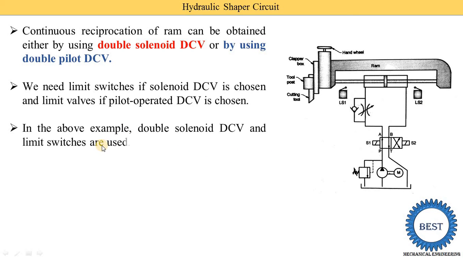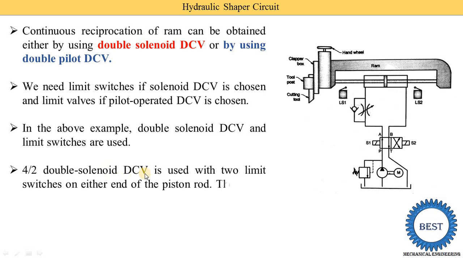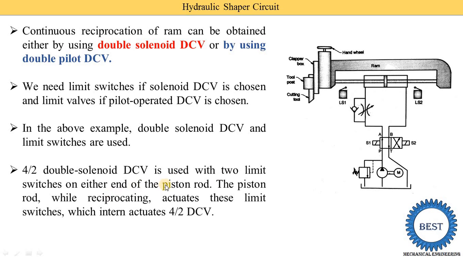In the above example, a double solenoid DCV and limit switches are used. So we already know that with the solenoid DCV we need to use limit switch 1 and limit switch 2. A 4x2 double solenoid DCV is used with two limit switches on either end of the piston rod, meaning on both sides of the piston we install limit switches LS1 and LS2. The piston rod, while reciprocating, actuates these limit switches, which in turn actuate the 4x2 DCV.